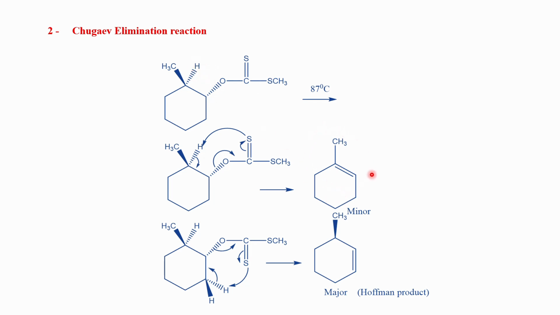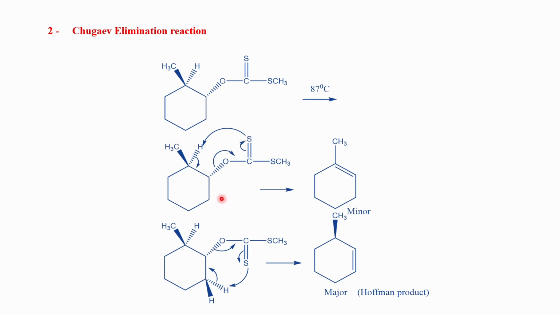But this is obtained as the minor product. It is the Saytzeff product, or more substituted product, because the capture of the proton from this beta carbon atom by the sulfur of the xanthate group is impeded by the steric hindrance of this bulky methyl group, and so it is less accessible.